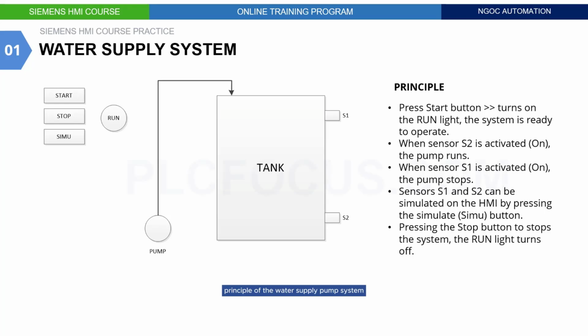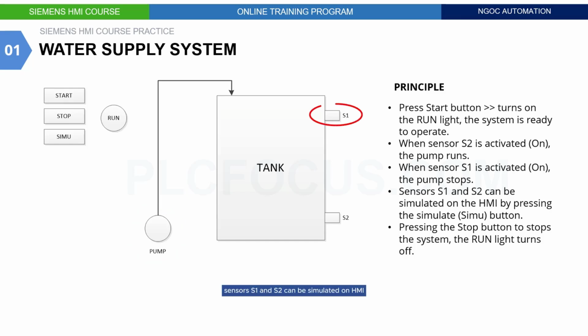Principle of the water supply pump system. When the start button is pressed, the run lamp turns on, indicating the system is ready to operate. When sensor S2 is activated, the pump is running, and when sensor S1 is activated, the pump stops.